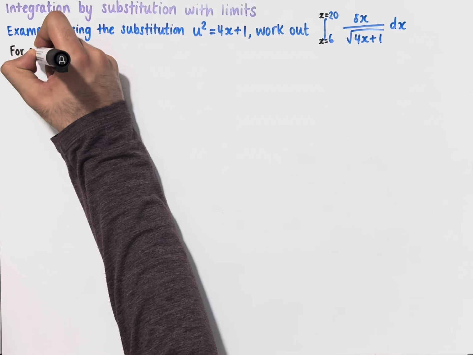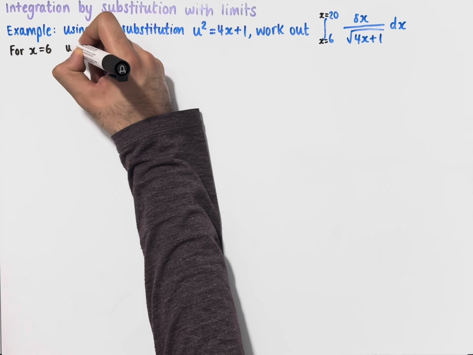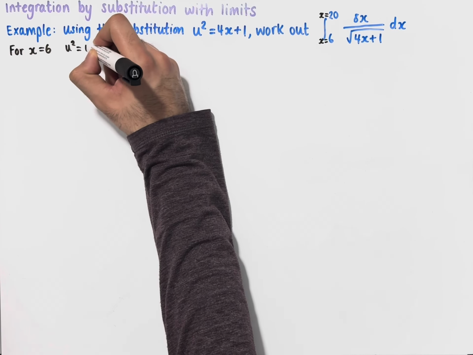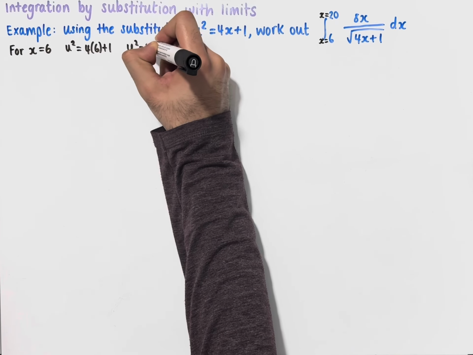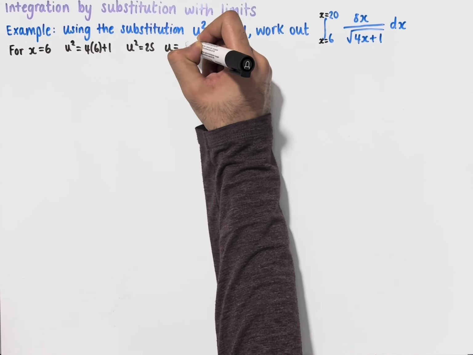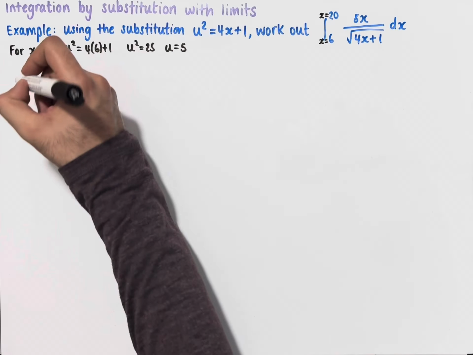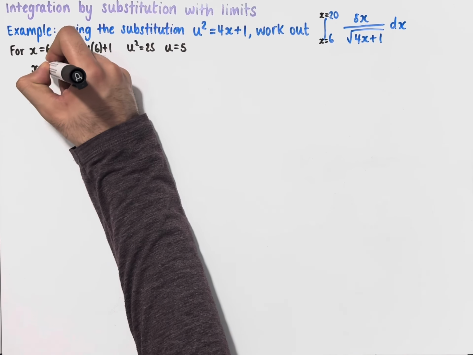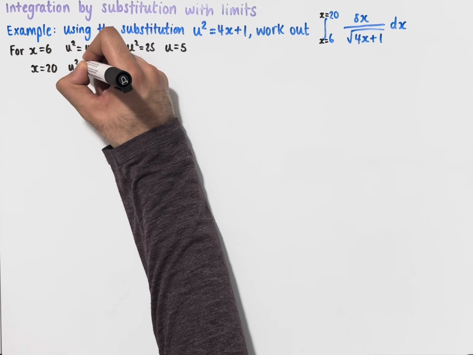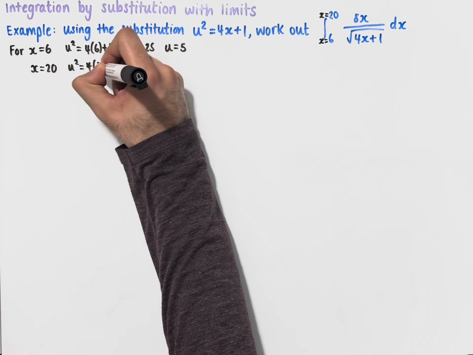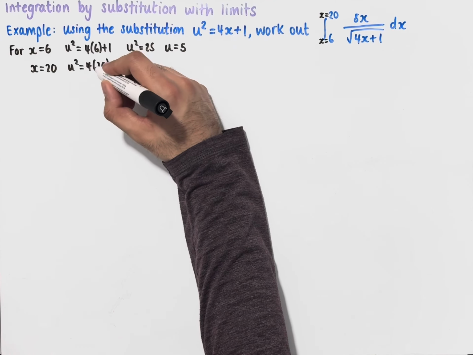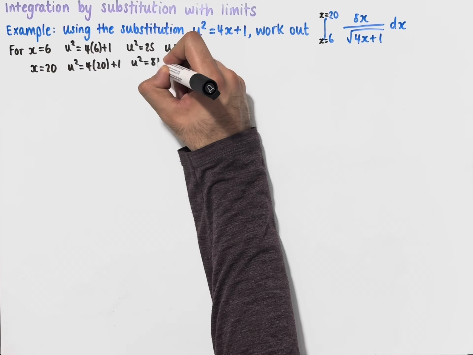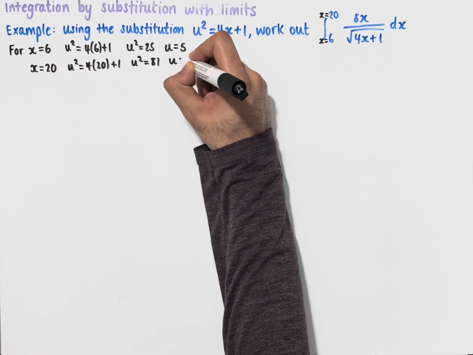For x equals 6, we end up with u squared equals 4 times 6 plus 1, and so we get u squared equals 25, so u equals the square root of 25, which is 5. And for x equals 20, we end up with u squared equals 4 times 20 plus 1, which is u squared equals 80 plus 1, which is 81, and so the square root of 81 gives us u equals 9.